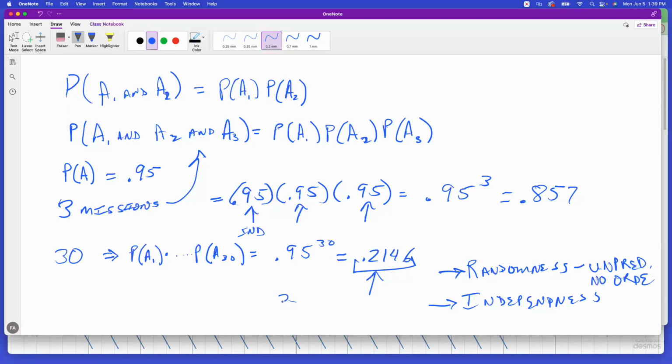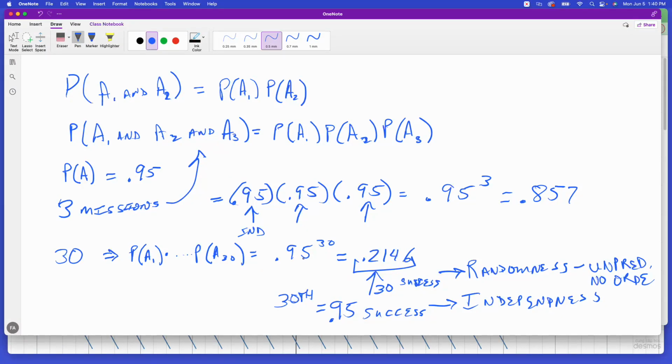The 30th mission has a 0.95 probability that you're going to be successful on that last mission, right? On the 30 missions, not the 30th, but 30 missions, you have a 0.2 success rate. But the last mission itself is still a 95% success rate.